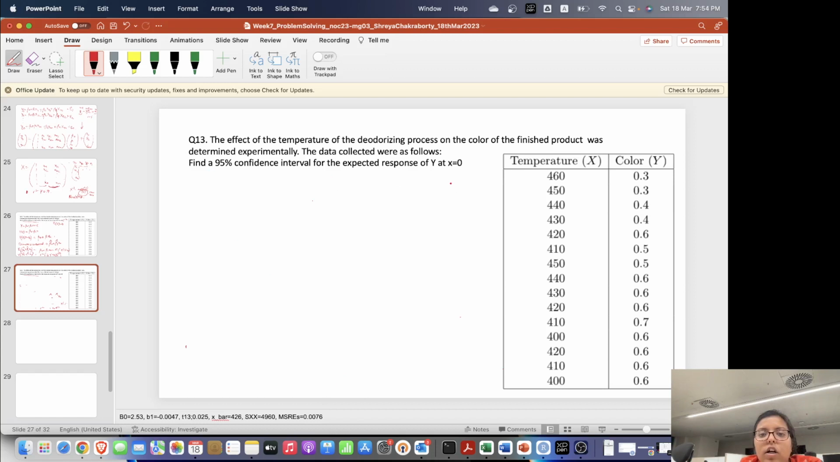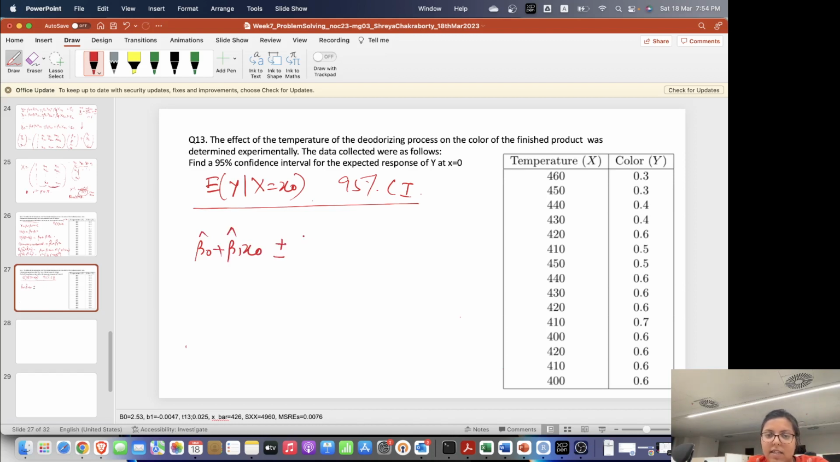Whenever we are asked for a 95% confidence interval for expected response at x equal to x naught, this is usually beta naught hat plus beta 1 hat x naught plus minus t with n minus 2 degrees of freedom, times root over ms residual times 1 by n plus x naught minus x bar whole square by sxx. So this is the formula.